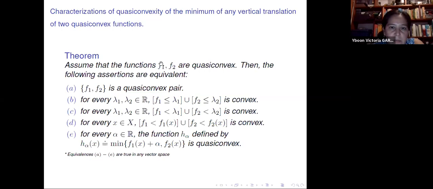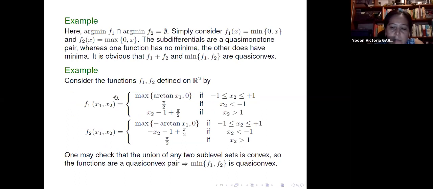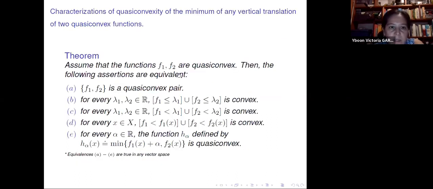We suppose that the functions f1 and f2 are quasi-convex. Then these assertions are equivalent. First, f1 and f2 is a quasi-convex pair. This is the second, it's very interesting: for every lambda 1 and lambda 2 in R, the union of these two sub-level sets is convex. The union is convex, excuse me. And that is also equivalent to saying that the union of these strict sub-level sets is convex.